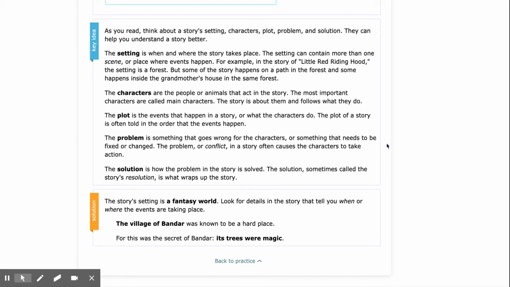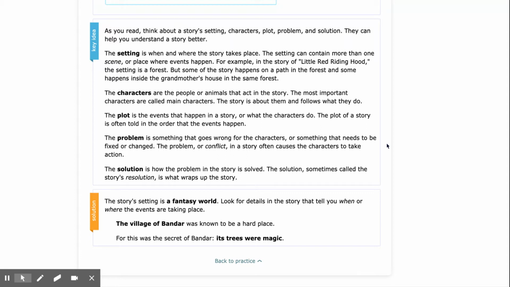For example, in the story of Little Red Riding Hood, the setting is a forest. But some of the story happens on a path in the forest, and some happens inside the grandmother's house in the same forest. The characters are the people or animals that act in the story. The most important characters are called main characters. The story is about them and follows what they do.